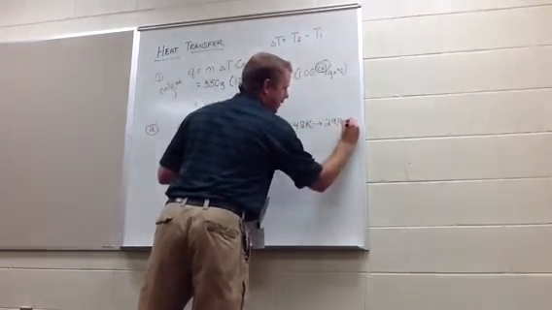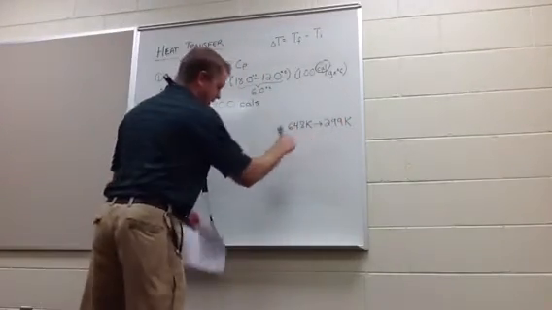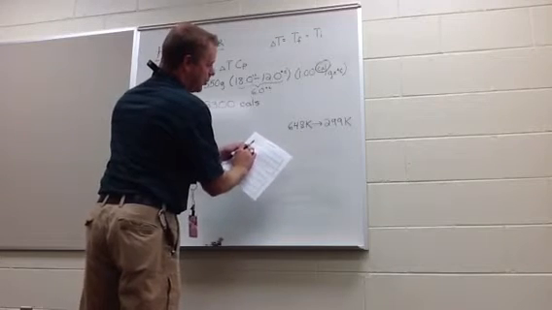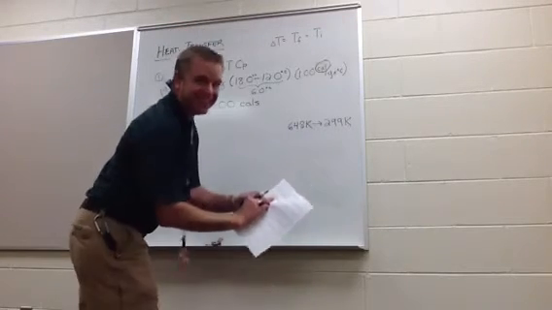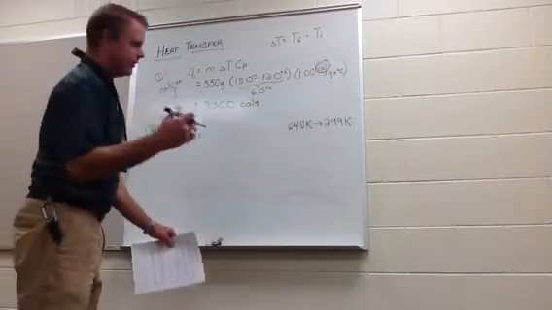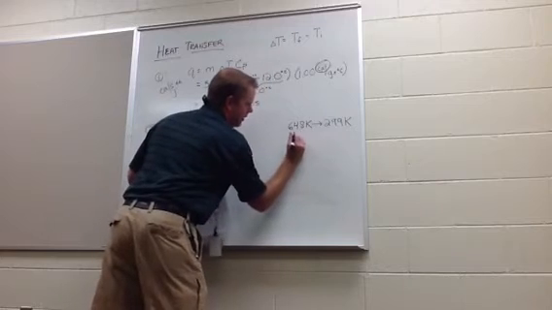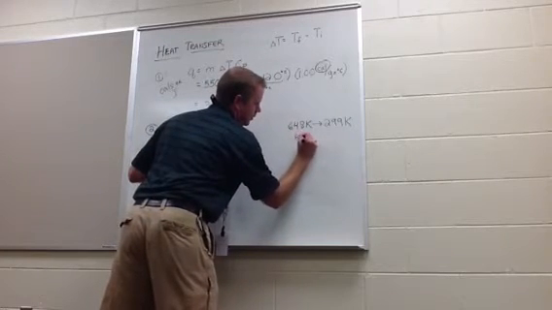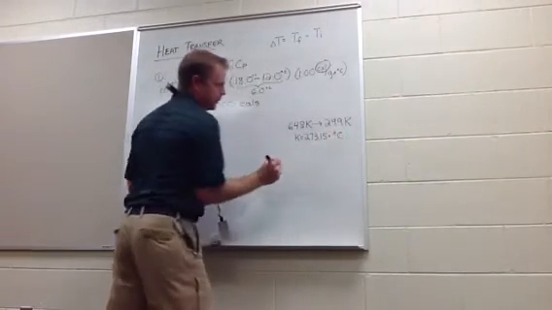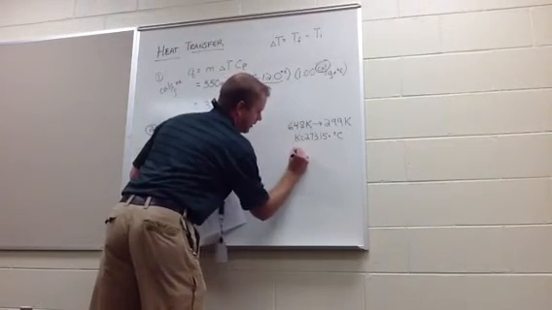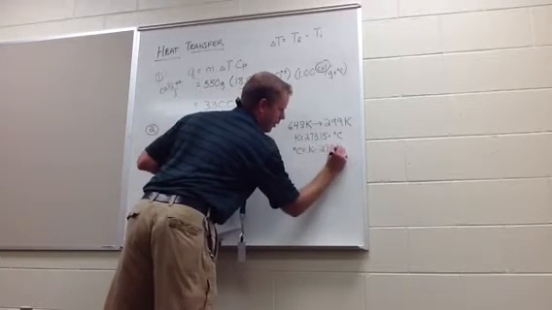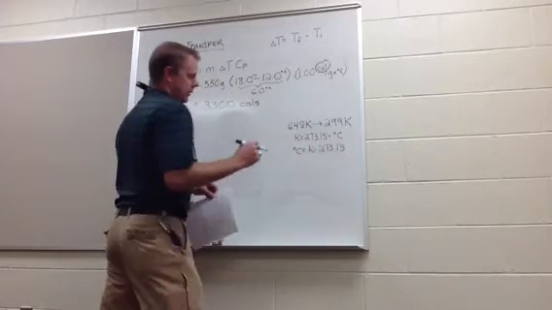The reason that this is a problem is because it's in Kelvin, but if you look at your specific heat of copper, it's in joules per gram degree Celsius. So what you have to do is take this and turn it into degrees Celsius. I always remember that K equals 273.15 plus degrees Celsius. So I have to do a little bit of algebra real quick to make this degrees Celsius equals K minus 273.15. And now I just plug in these two numbers.